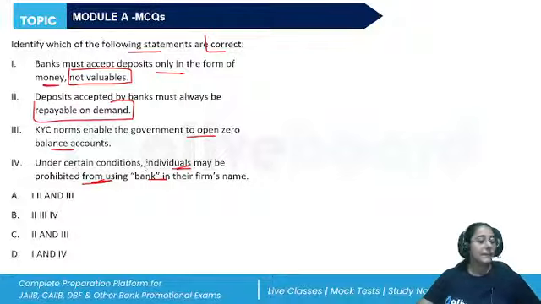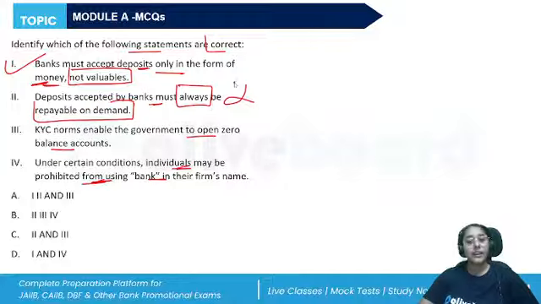The first statement says banks must accept deposits only in the form of money. This is correct. Any tangible goods are not accepted. Deposits accepted by the banks must always be repayable on demand. No. Demand deposits are accepted by banks, and term or fixed deposits as well. So these are not always repayable on demand. The second statement becomes incorrect.